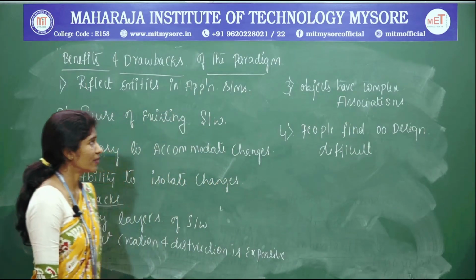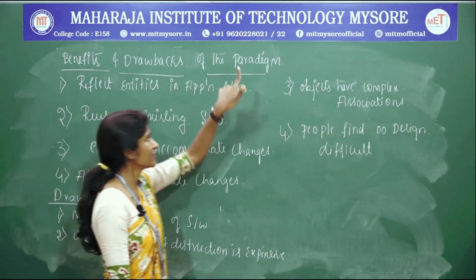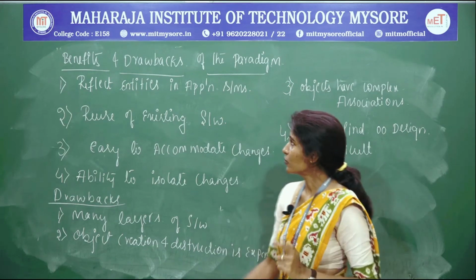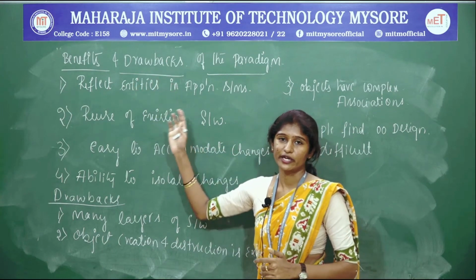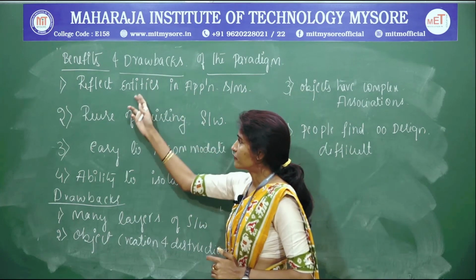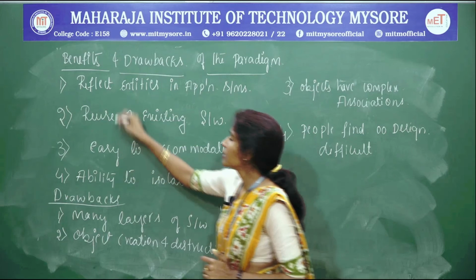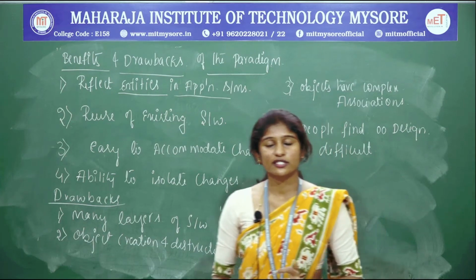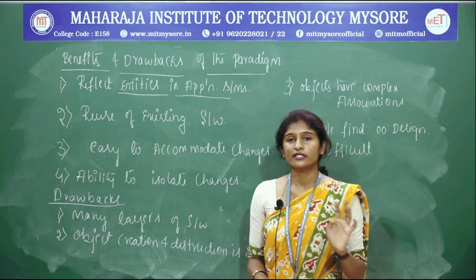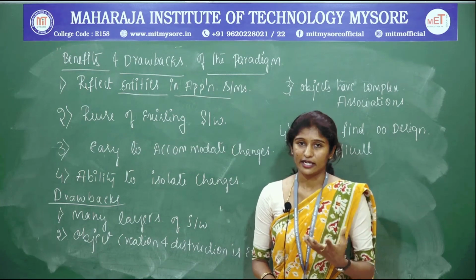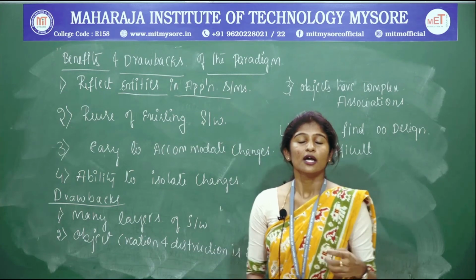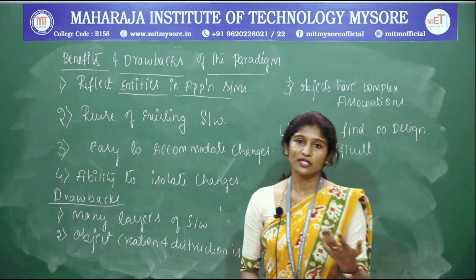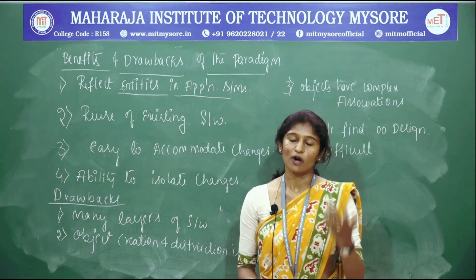Moving to the last topic of the module, that is benefits and drawbacks of the paradigm. Here paradigm is nothing but object oriented programming. It is going to focus on the benefits and drawbacks of object oriented programming. First, he has specified the benefits. What is the first benefit? It is going to reflect the entities in application systems. Application systems are nothing but your software, right? The software system is going to represent real time entities. You can write the programming or code according to the real world environment. You can find the solution using the entities and the classes, that is objects and classes.